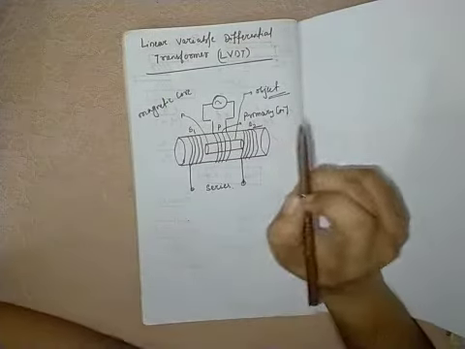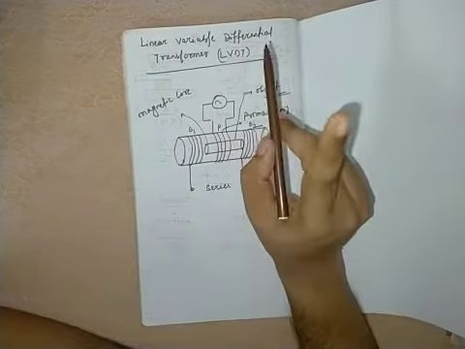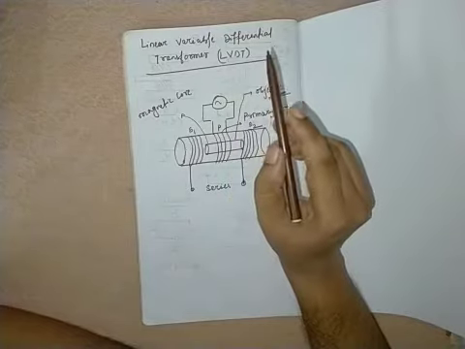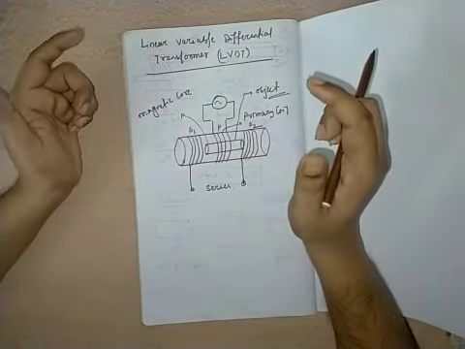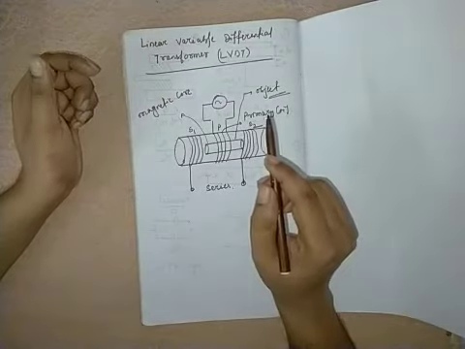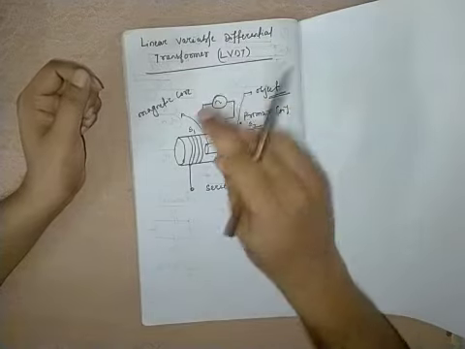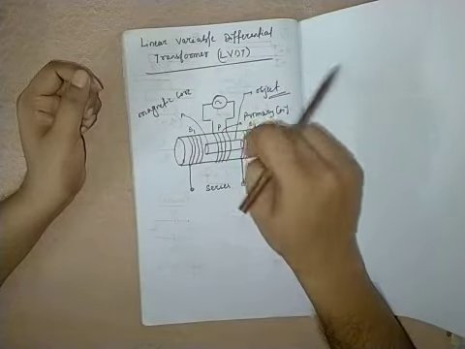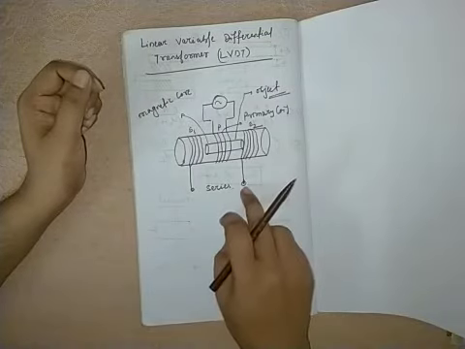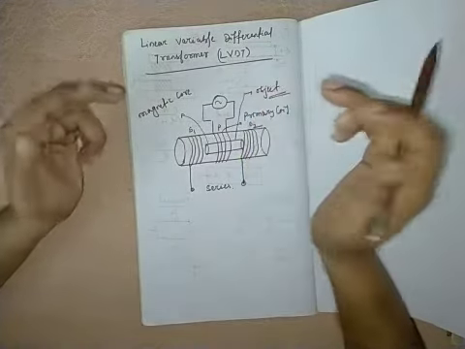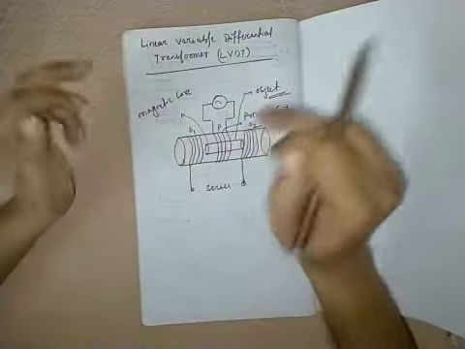So basically it consists of 3 coils which are symmetrically spaced, one primary coil and 2 secondary coils. And this whole system is placed in an insulated tube. This central coil is your primary coil, and these are 2 secondary coils, and these 2 secondary coils are connected in series in such a way that their outputs will always oppose each other. That's why these are connected in series.